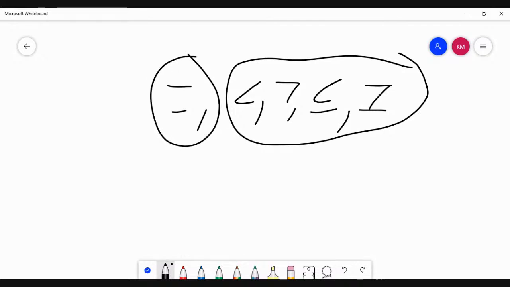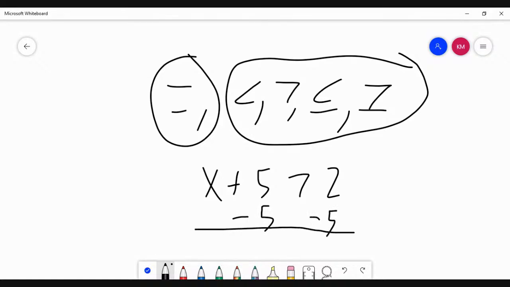For example, x plus 5 is greater than 2. To get my x by itself, I minus 5 on both sides. Bring down my x, cancel out my 5's, and x is still greater than 2 minus 5, which is -3.